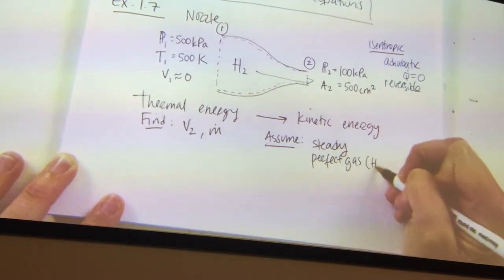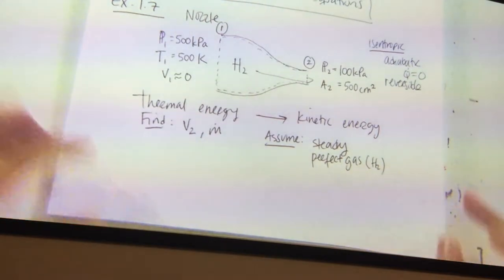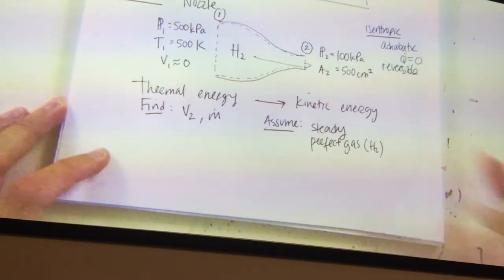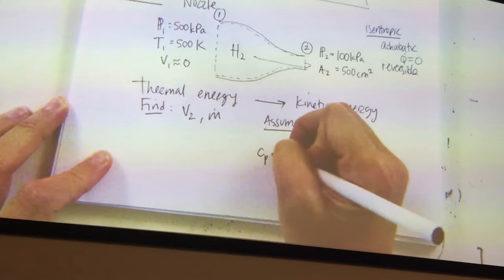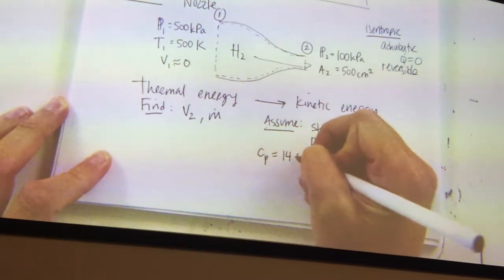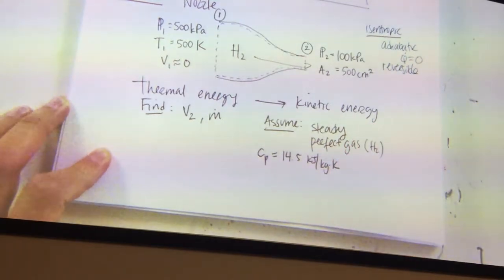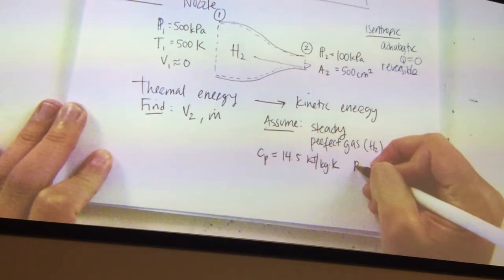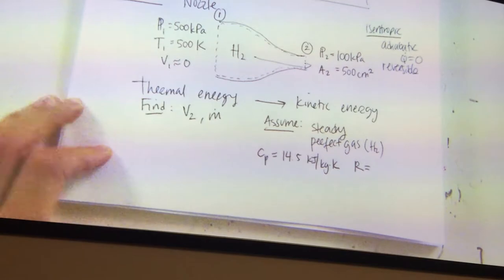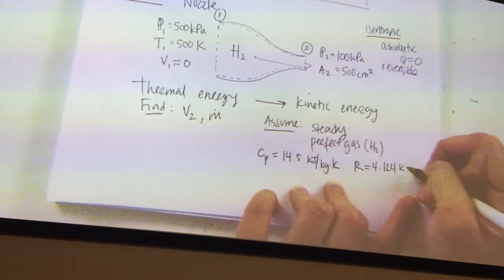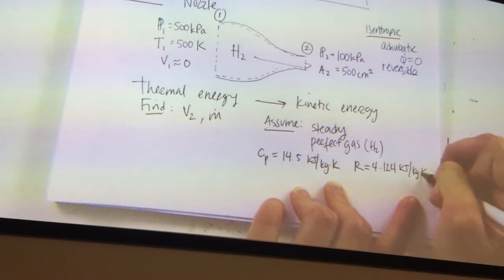So that is H2. And because we have hydrogen, this particular gas has some parameters that we can use, and that will be our Cp. That is 14.5 kilojoules per kilogram Kelvin. And the other parameter that we're going to get from here is our gas constant. And for hydrogen, it is 4.124 kilojoules per kilogram Kelvin.